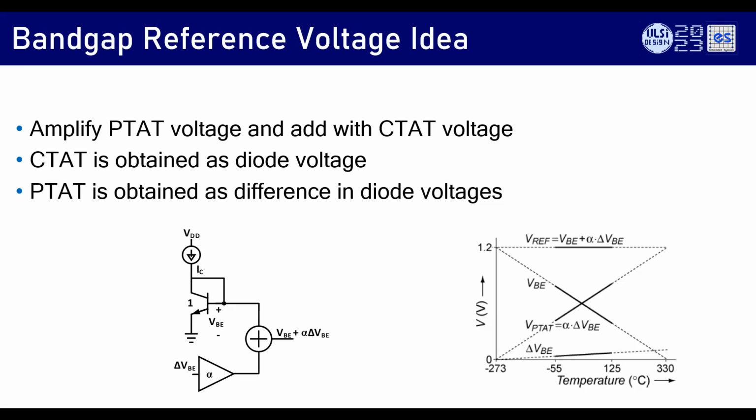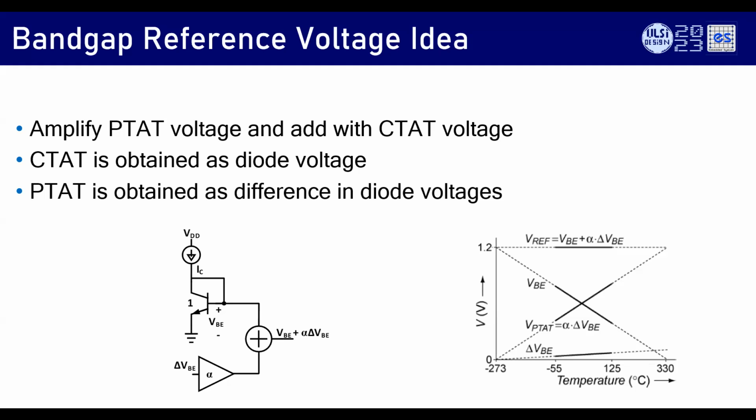So you take the diode voltage, that is the CTAT, you get a delta VBE, that is PTAT. You amplify by a factor of alpha, then you get VBE plus alpha times delta VBE. So the right hand side also is shown clearly. You get 1.2 V: VBE is the CTAT, PTAT is alpha times delta VBE. You add it, you get the reference voltage. That's the basic idea. Now, it's all good mathematically.